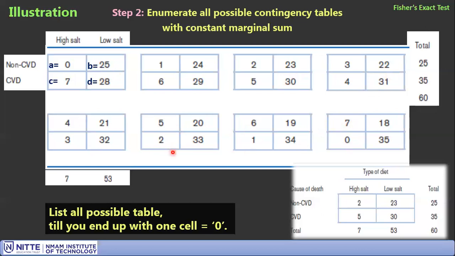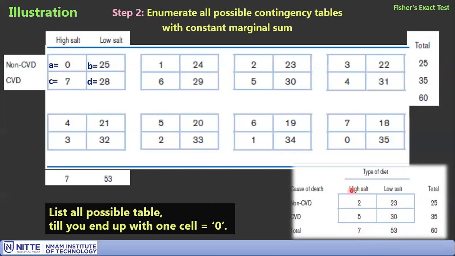Remember, the frequencies cannot be negative. So somewhere either B or C becomes 0. Which one will become 0 first? The one which is lower. You can see that B is 25, C is 7, when you start with 0. In simple terms, for the pivotal point 1, 1, the row sum is 25 and the column sum is 7. The least of the sums is 7 compared to 25.